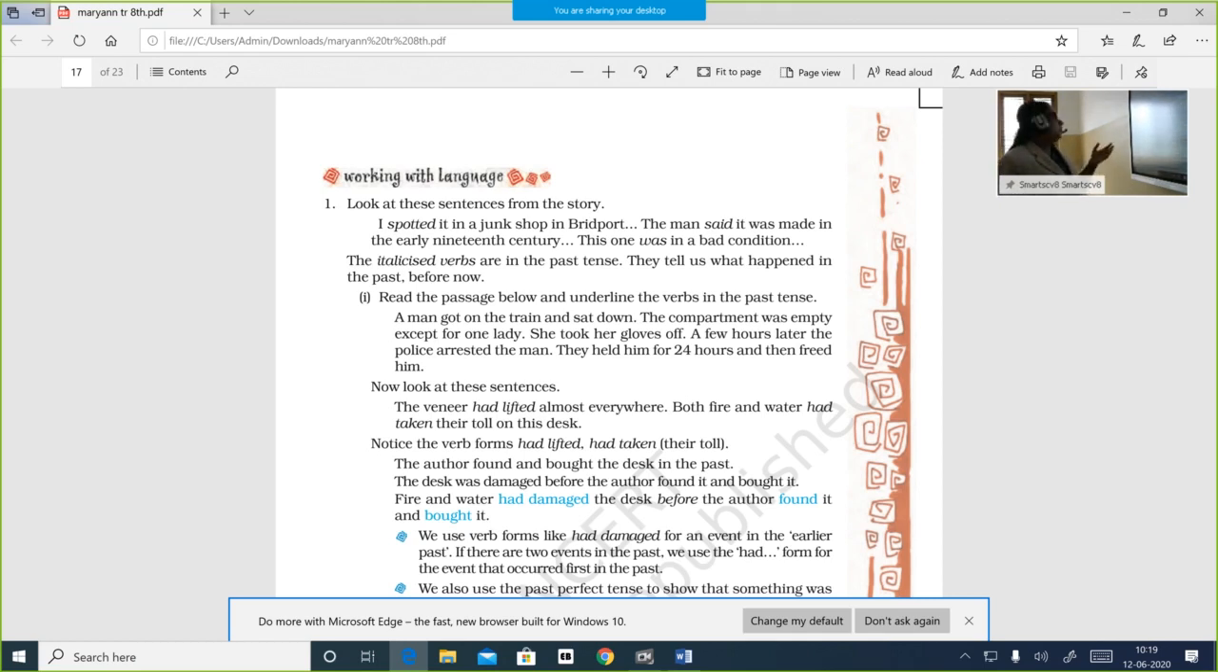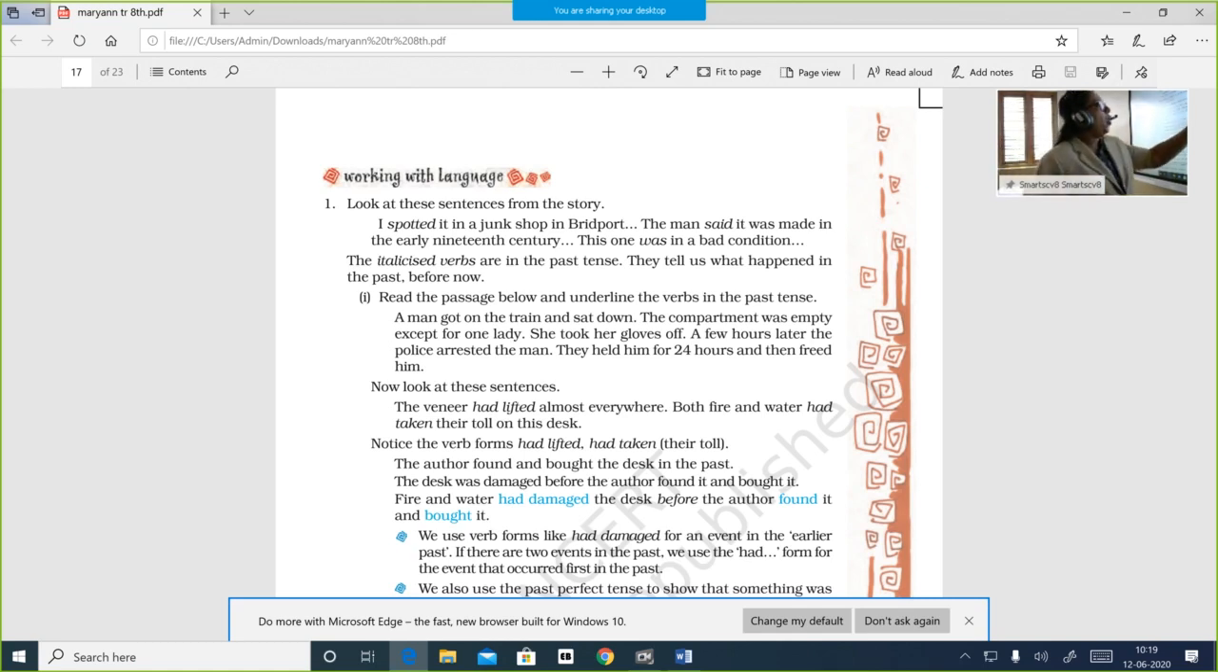You start underlining, children. You are all smart children. Let me also do it on the board with you. A man got. Underline got. Got is the past tense of get. A man got on the train and sat. Underline sat. Sat is the past tense of sit.